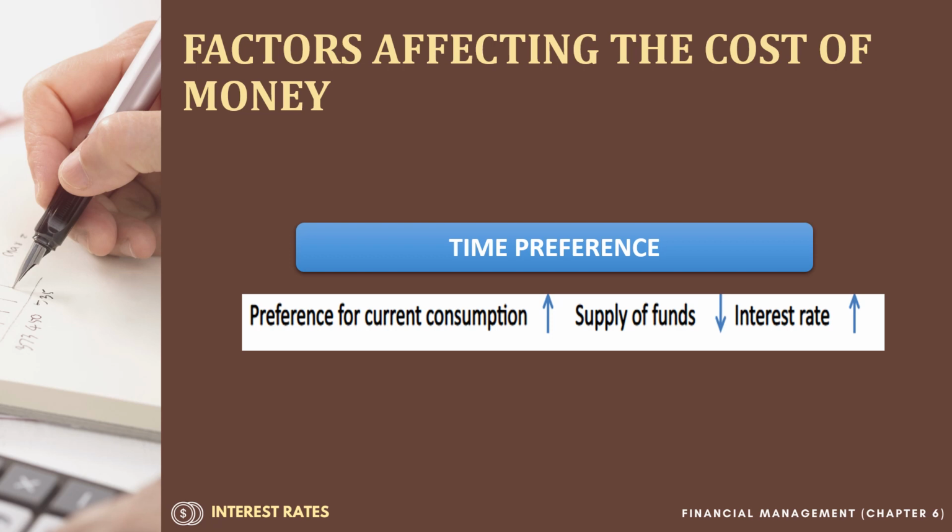Now, the second factor is the time preference. This is when the preference of consumers for current consumption is opposed to saving for future consumption. So, basically, if the demand of the consumer for funds for current consumption is high, then the supply of funds will definitely decrease, and as a result, the interest rate will increase, and vice versa.